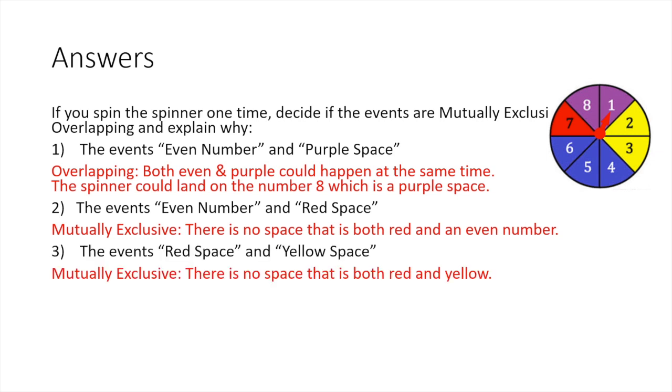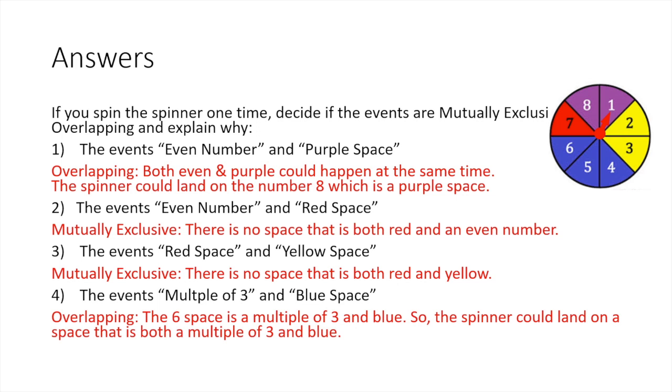Number 3, red space and yellow space. Nope, those are mutually exclusive. You don't have anything that's striped or polka dotted or anything with both of those colors. So you know it has to be one or the other. It can't be both. That's mutually exclusive. And 4, multiple of 3 and a blue space. Well, what about number 6? That's a multiple of 3 and it's a blue space. So those overlap.